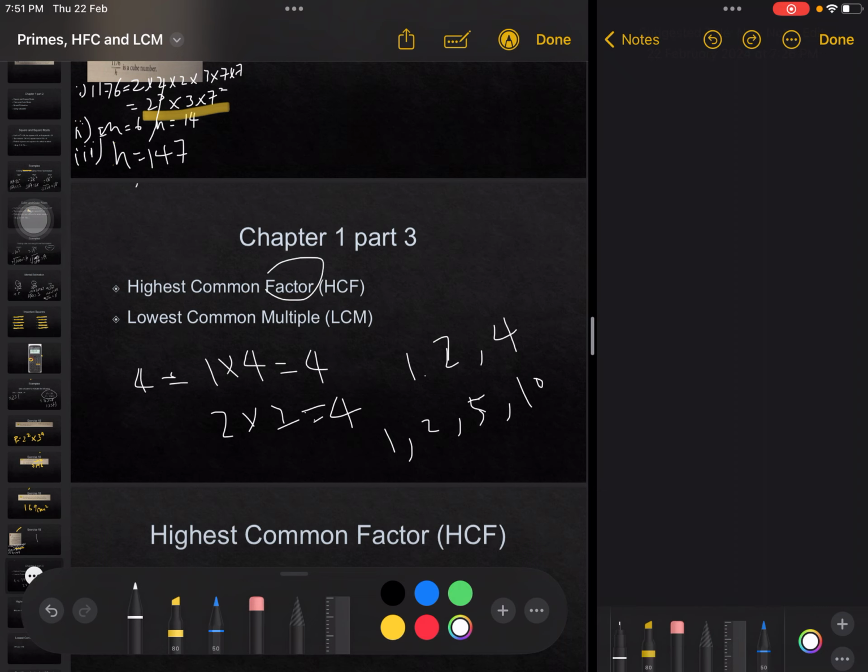So multiples, let's say for example you have a number 2. 4 is a multiple of 2. 6 is a multiple of 2. 8 is a multiple of 2. These are what we call multiples.